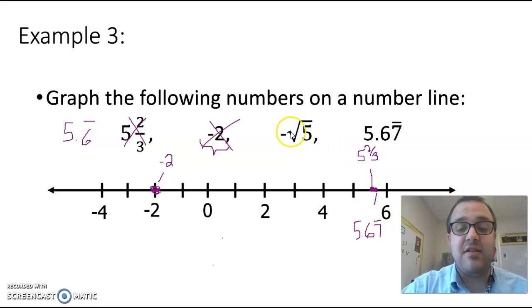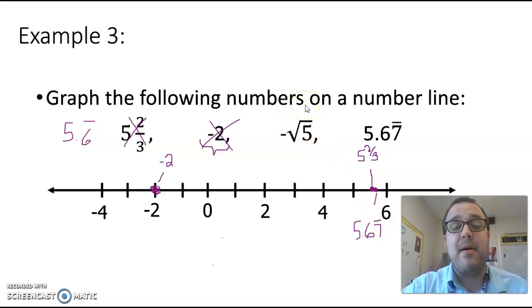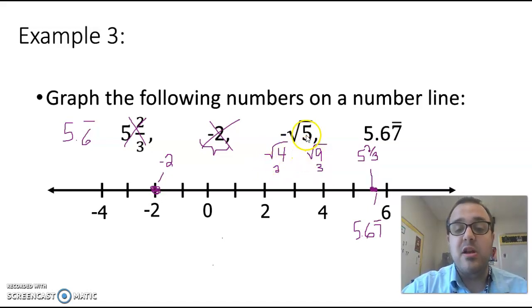And last but not least, we have negative the square root of 5. Again, I want to try to estimate that by thinking about my perfect squares. The square root of 5 is going to fall in between two perfect squares. That would be 4 and 9, and the square roots of those numbers are 2 and 3. So we know that this is between -2, because it's a negative, and -3, and it's going to be closer to -2 than it is to -3. So I go to -2, I go a little bit below it, put a point there, and that's going to be where the negative square root of 5 is.